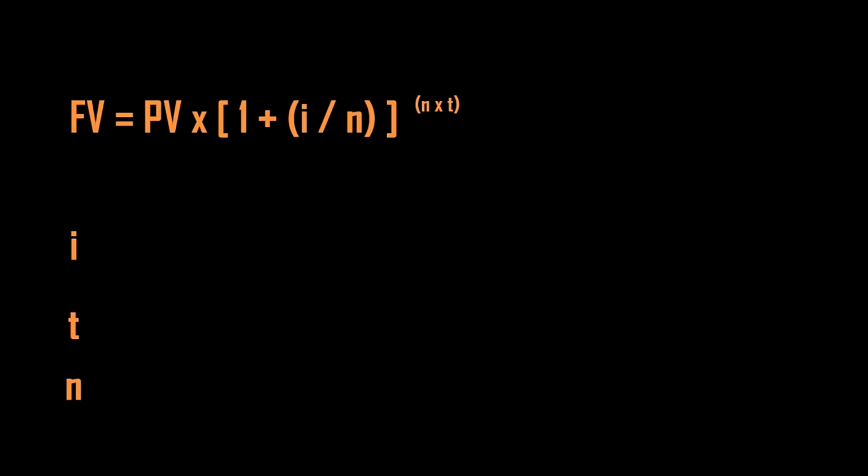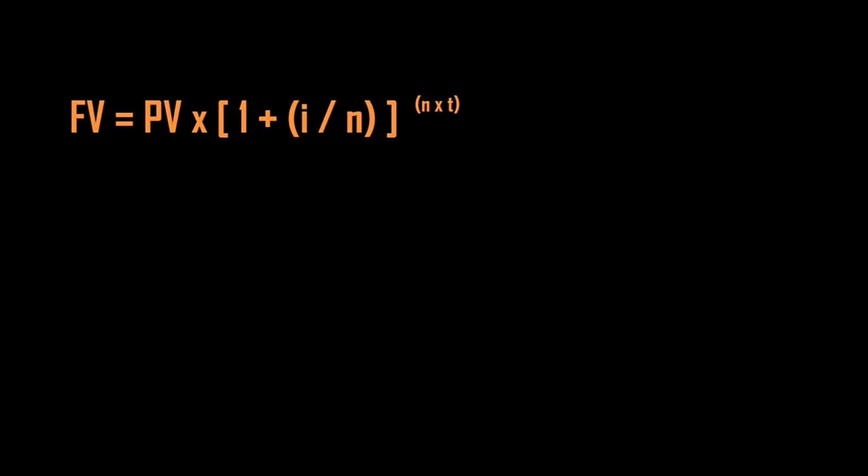That is, if your interest is compounded every year, N will be 1, once per year. If it happens every 6 months, N will be 2. If the interest is compounded quarterly, N will be 4, and if it is compounded monthly, it will be 12 times per year.